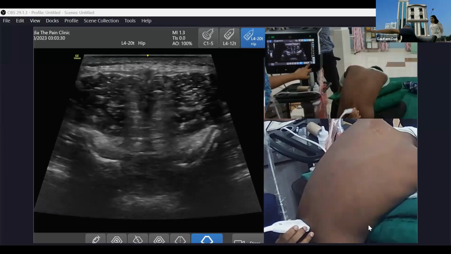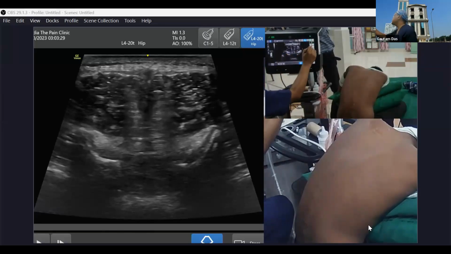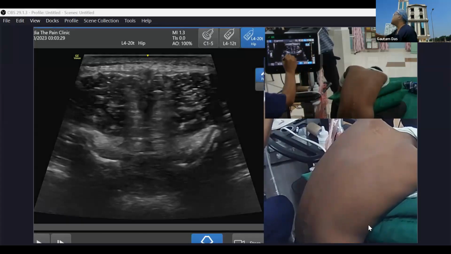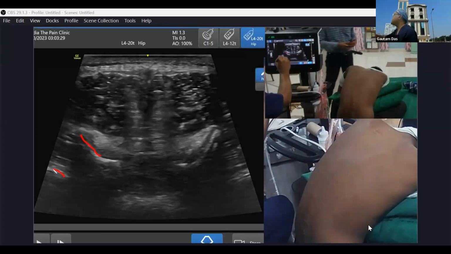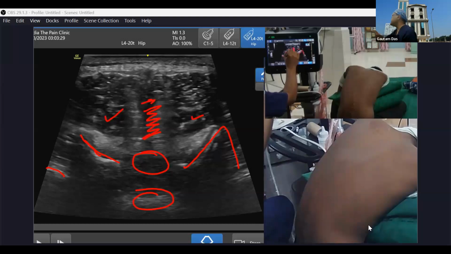And if I'm clearing here, what can I see here? So this is your lamina. This is your transverse process. This is also called the bat view. It looks like a bat. This is your posterior complex. This is your anterior complex. And this muscle is your multifidus muscle. This ligament is your interspinous ligament.